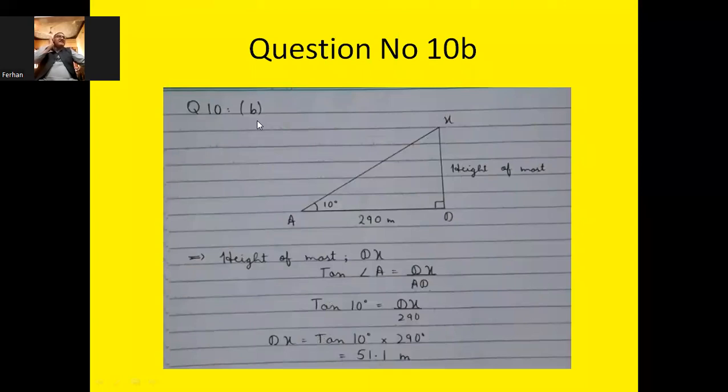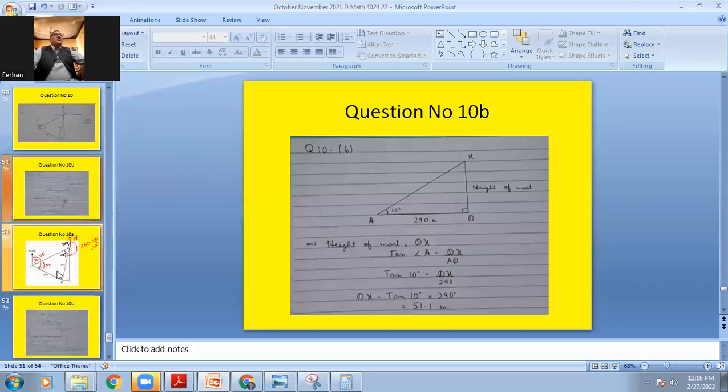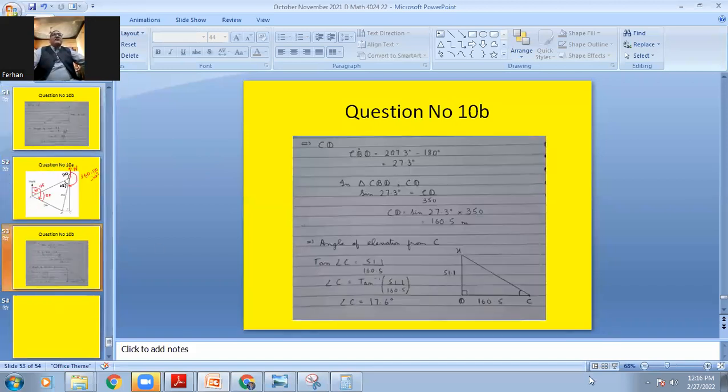So the distance between A and D is 290. The angle of elevation of the top of the mast from A is 10 degrees. So the height of the mast, I will apply tan of angle A equals perpendicular by the base, DX by 290. So DX will be tan 10 multiplied by 290, and that will be 51.1. So the height of the mast is 51.1.